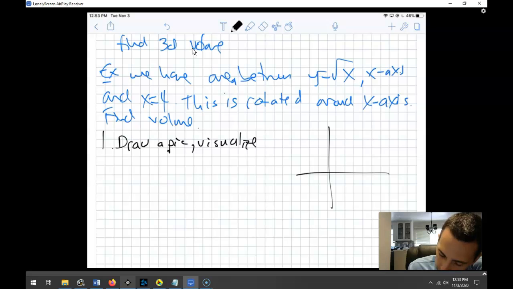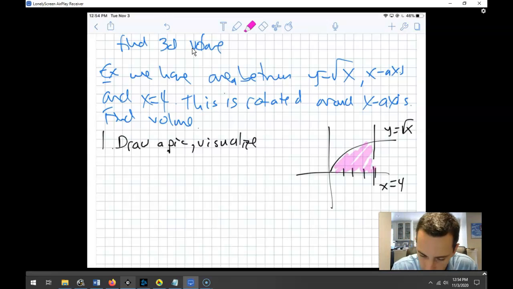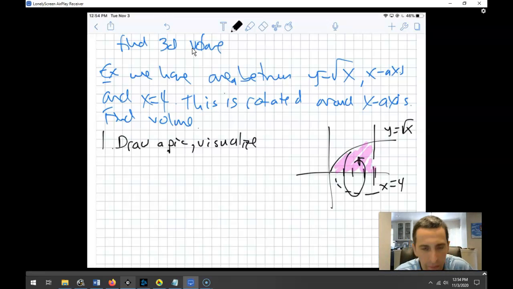So the area that we're dealing with, okay, we have y equals square root of x, so that's this curve. We have the x-axis, we have x equals 4. So what this looks like is it's saying, take this area right here that I'm going to highlight right now, and take that area and then rotate it around the x-axis. So we're going to rotate it around in a circle like that. Okay, so it's going to make a three-dimensional shape, and that's what we're trying to find. So once we've done that, that's drawing a picture, that's visualizing.